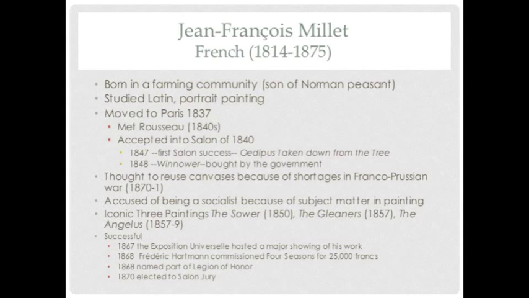Millet was very successful. In 1870, he was elected to the Salon jury. He was also thought to use reused canvases because of shortages in the Franco-Prussian War. The MFA did an x-ray of one of his paintings and found another one beneath it. He was accused of being a socialist because the subject matter in his painting depicted real workers. He is most known for his iconic three paintings, The Sower, The Gleaners, and The Angelus.